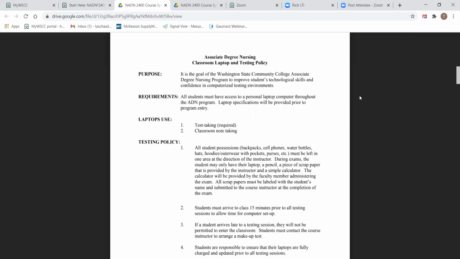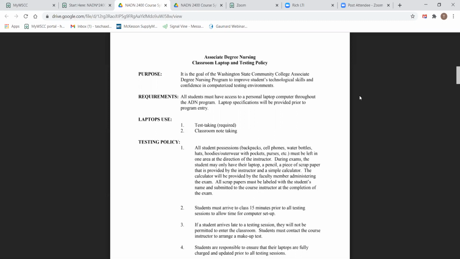It works very well. Students seemed to like it last semester. They didn't have trouble with getting kicked off. So I know there might be some anxiety that students are having, but we really did have good success last semester using the Zoom and the Respondus while students were testing from home.